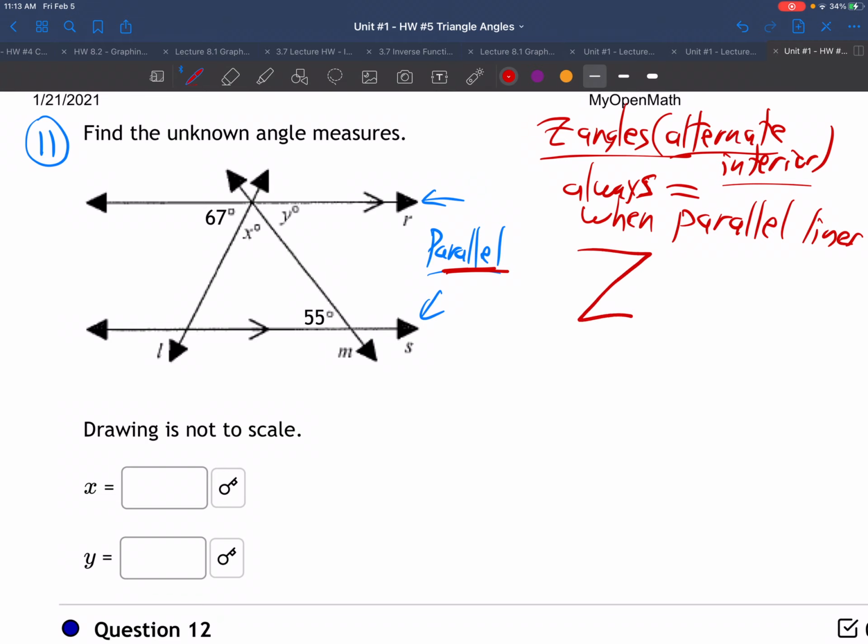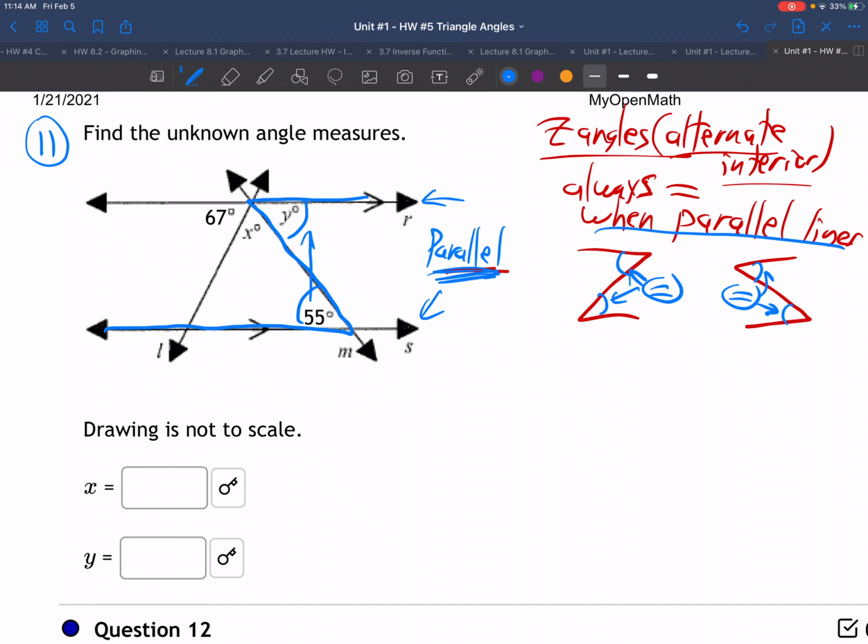Well, if you make a z, forwards or backwards, either way, the two angles the z makes, this one and this one, or this one and this one, those guys are equal. Same thing here. This one and that one are equal. So, do you see the z angles here? Boom, boom, boom. Backward z, this angle and this angle have to be equal when you have parallel lines. So that means this must be 55 as well. Y must also be 55.